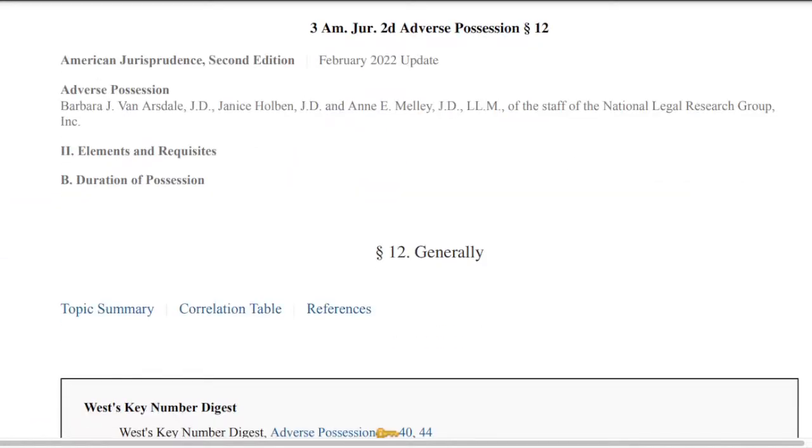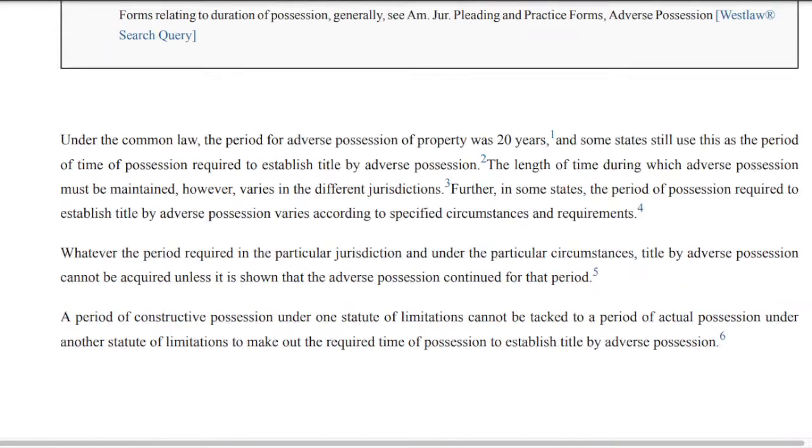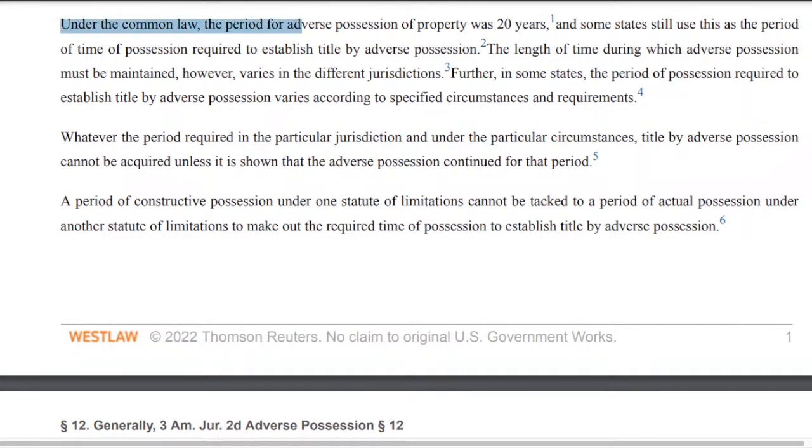And we're on to generally. So, under common law, the period for adverse possession of property was 20 years. And some states still use this as the period of time of possession required to establish title by adverse possession. Wow, so it was 20 years.